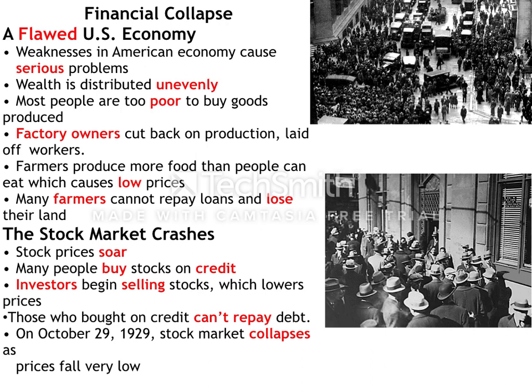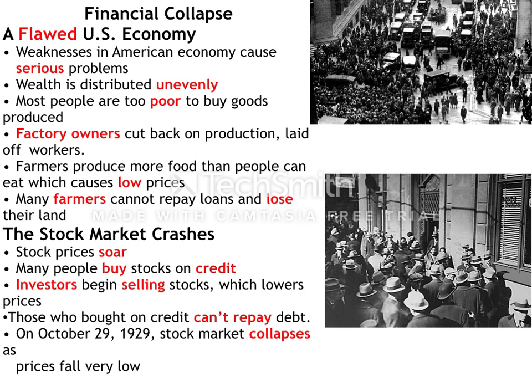Now, many of these poor people realized that some people were getting very wealthy, and that the way that many people were getting wealthy was through the stock market, or buying stocks. So as stocks were soaring, many people bought stocks on credit. Now, investors began to sell the stocks that people had bought on credit, and as they sold them, the prices became less. Now, those people who bought stocks on credit couldn't repay the debts because the stocks that they bought on credit were worth less than they originally bought them for.